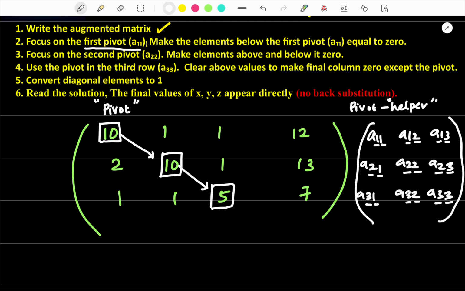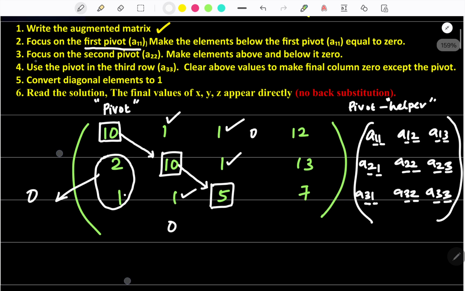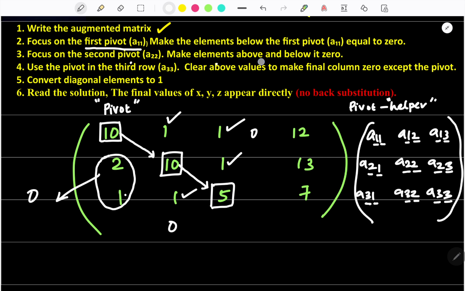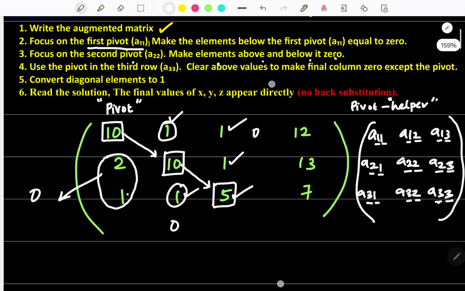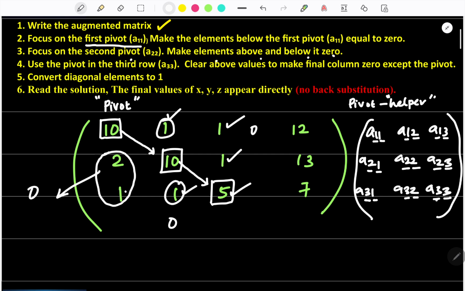So what I'm going to do, using this helper, I'm going to make these two elements 0 using row operations. And then using this element, I'm going to make this element and this element 0. And using this one, I'm going to make this and this zeros. Clear, everybody? That is the first step: make the elements below the first pivot element equal to 0. And focus on the second pivot element. Make the elements above and below it 0. What is above? This is above and this is below. Use the pivot element, this one, A33. Clear the above values to make the final column 0 except the pivot element. So above this one, these two elements you're going to make 0.